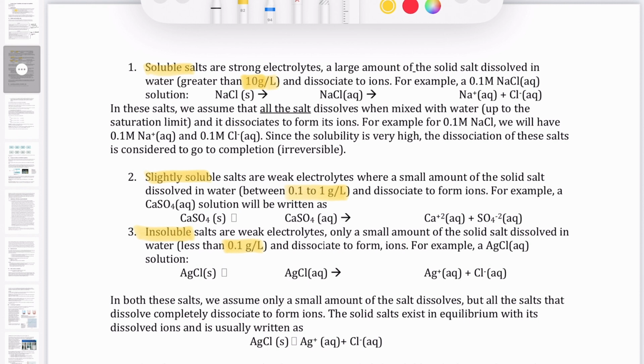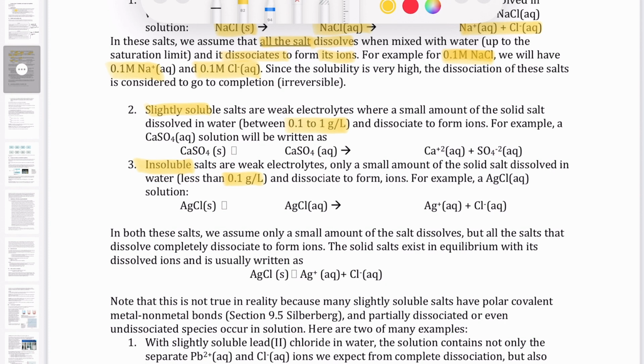Going back to the soluble salt, the key assumption we make in these soluble salts is that all the salt dissolves, and because they all dissolve, they also completely dissociate to form ions. For example, in a solution of 0.1 molar NaCl, we would assume that all the NaCl, once we mix it with water, becomes aqueous NaCl, and then the aqueous NaCl would not stay together, it will completely separate out into Na plus and Cl minus ions. So if we have 0.1 molar NaCl, we would in the end have 0.1 molar Na plus and 0.1 molar Cl minus floating around. So we consider the dissociation irreversible. In other words, it just goes to completion, just like those large K reactions, okay? And then we have the slightly soluble and the insoluble salts.